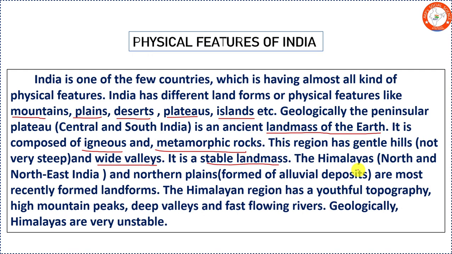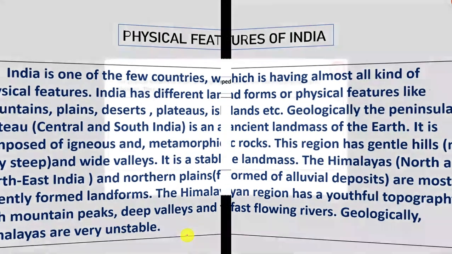The Himalayas, north and northeast India, and northern plains formed of alluvial deposits are the most recently formed landforms. That means the Himalayan region has a youthful topography, high mountain peaks, deep valleys, and fast flowing rivers. Geologically, Himalayas are very unstable.